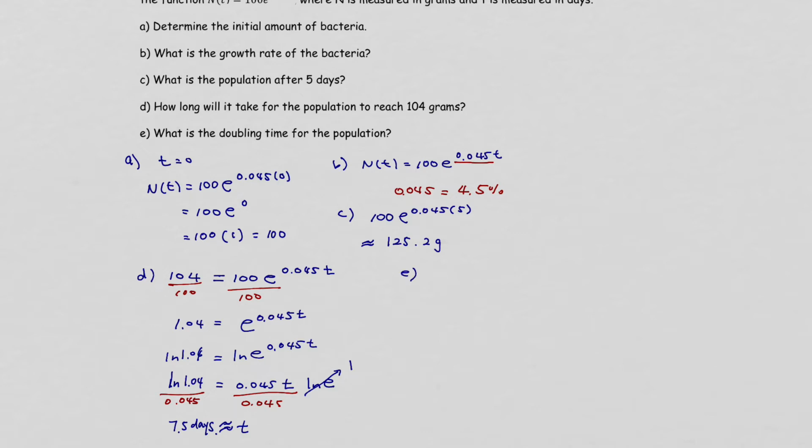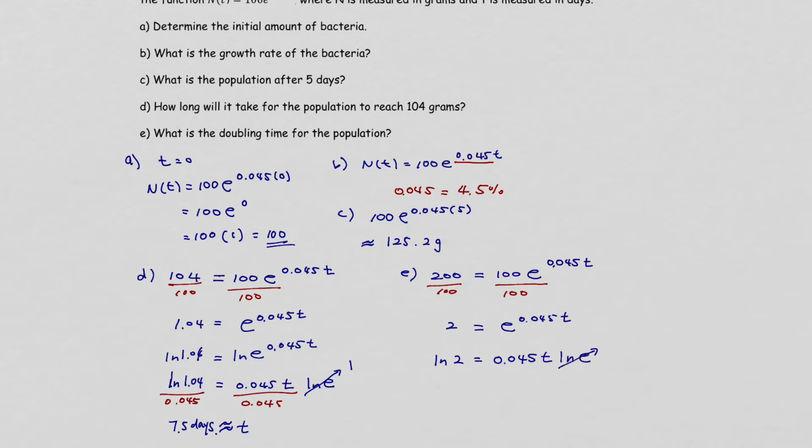Let's do one more. E, what is the doubling time for the population? So when you double the starting population, which is the initial population, being 100, that's going to make it 200. So how long does it take to go from 100 to 200, right? That's what it's saying. So again, we're looking for t. So we start by dividing both sides by 100. So we get 2 equals e to the 0.045t. Let's apply the natural logarithm to both sides so we can bring our exponent down.